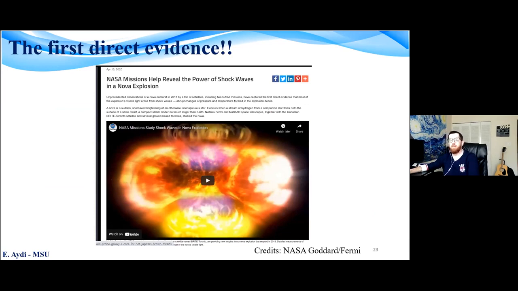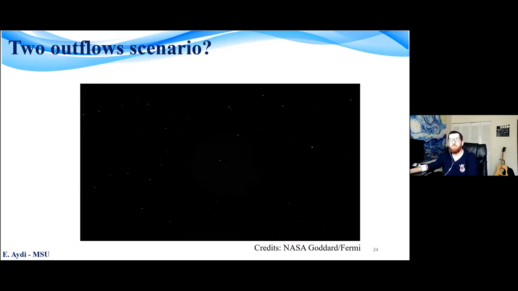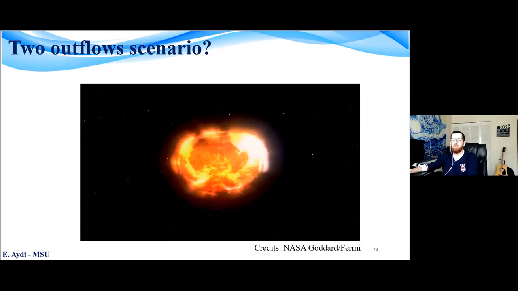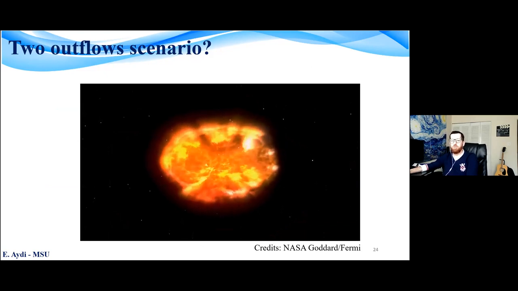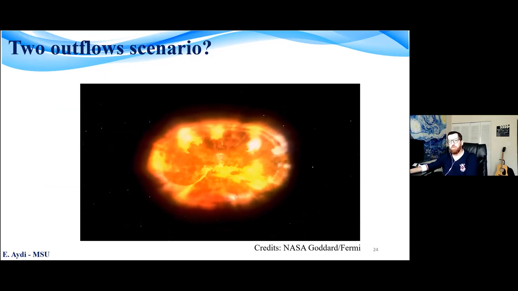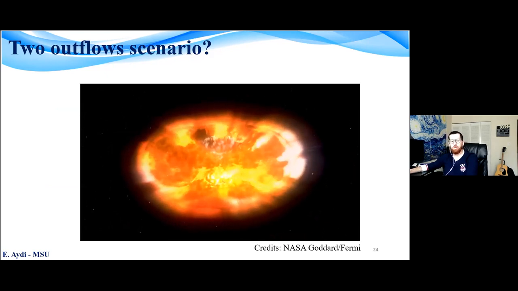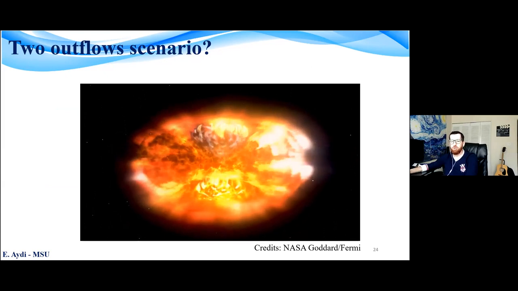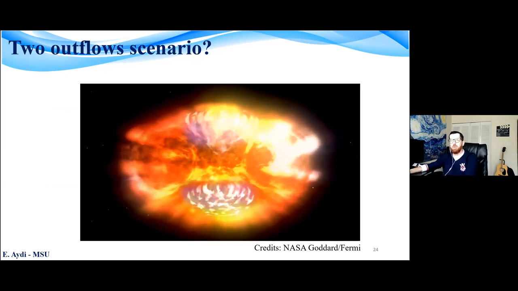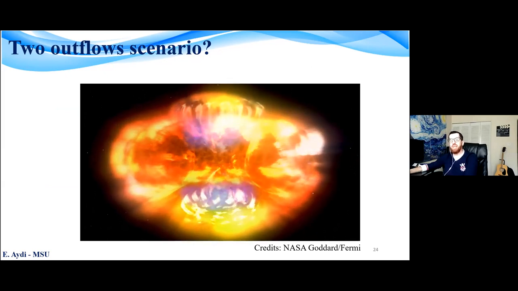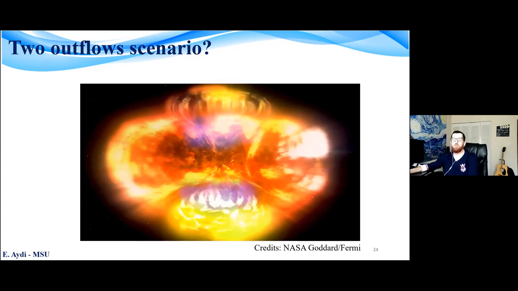This is a screenshot from the NASA press release, and here I'm showing a video from the press release of what we think has happened during the eruption. So the video shows a two colliding flow scenario, but how did we conclude this? Did we have any imaging of the nova? Not really. But what we had was almost daily cadence, high-resolution spectroscopy.